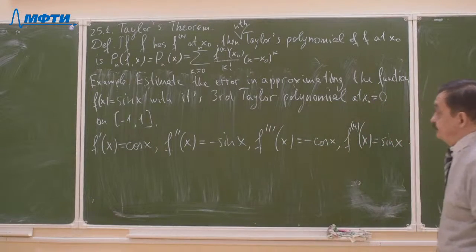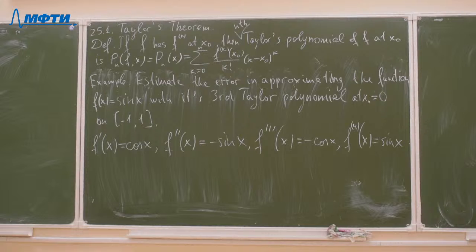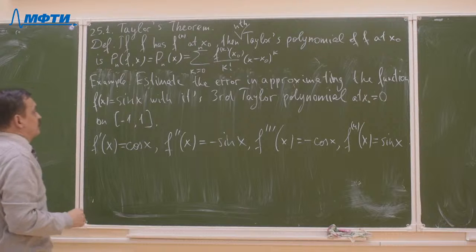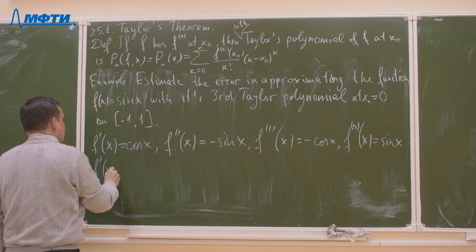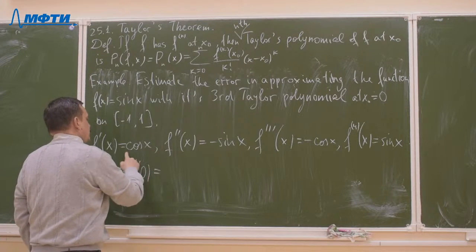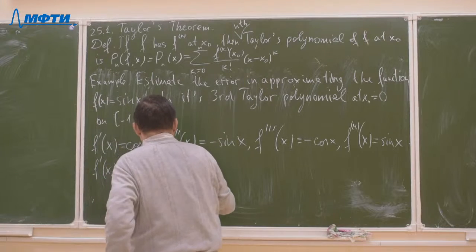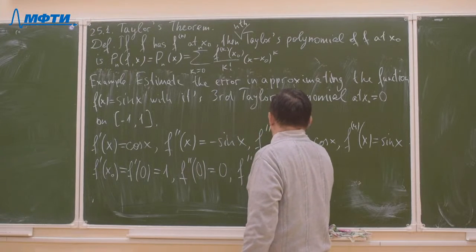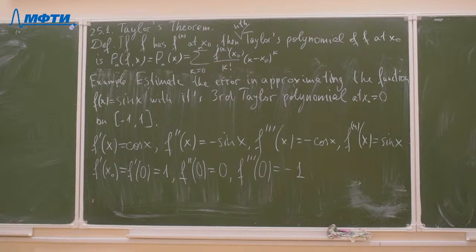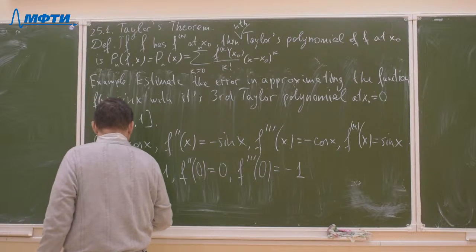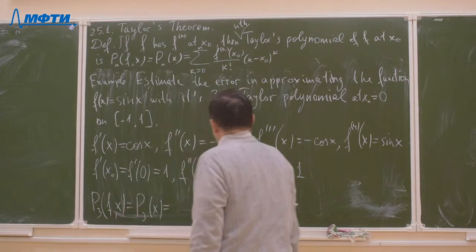Okay, so we should construct third Taylor polynomial. It means we should compute derivatives at x naught, and x naught is just 0. So that is 1. Second derivative at 0 is 0. Third derivative is minus 1. It means third Taylor polynomial P3 of x is just the following.